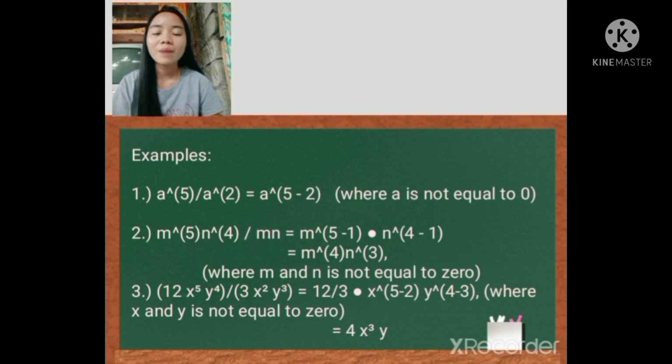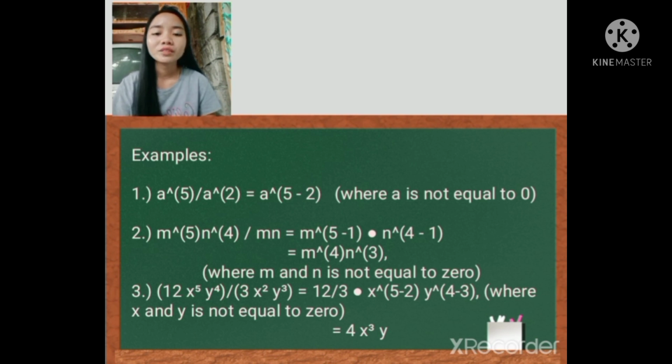Examples. Number 1. a to the power of 5 over a to the power of 2. So, as what we have done in the examples, we just copy the coefficient and subtract the exponent. So we have a to the power of 5 minus 2, where a is not equal to 0. So the answer for that is a to the power of 3.